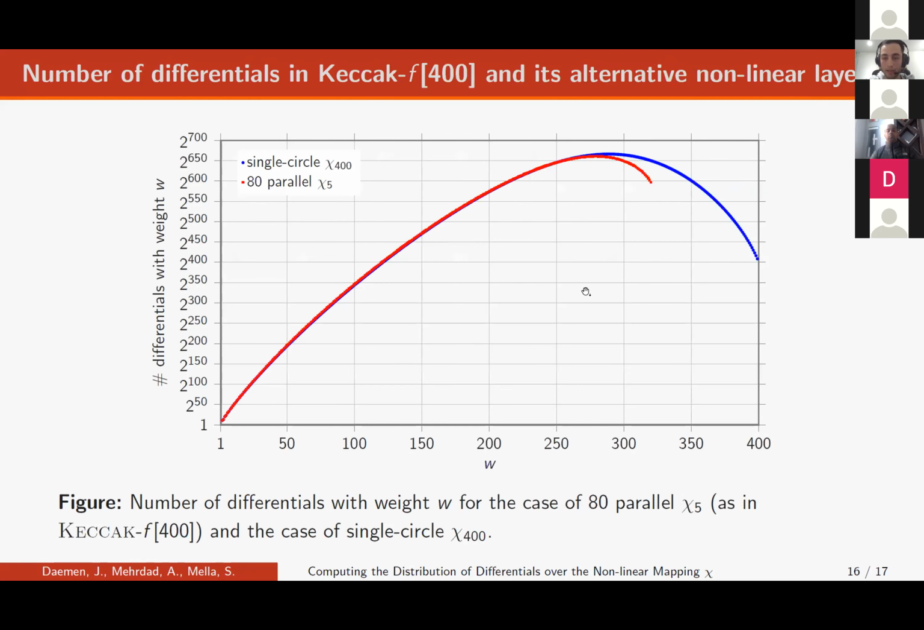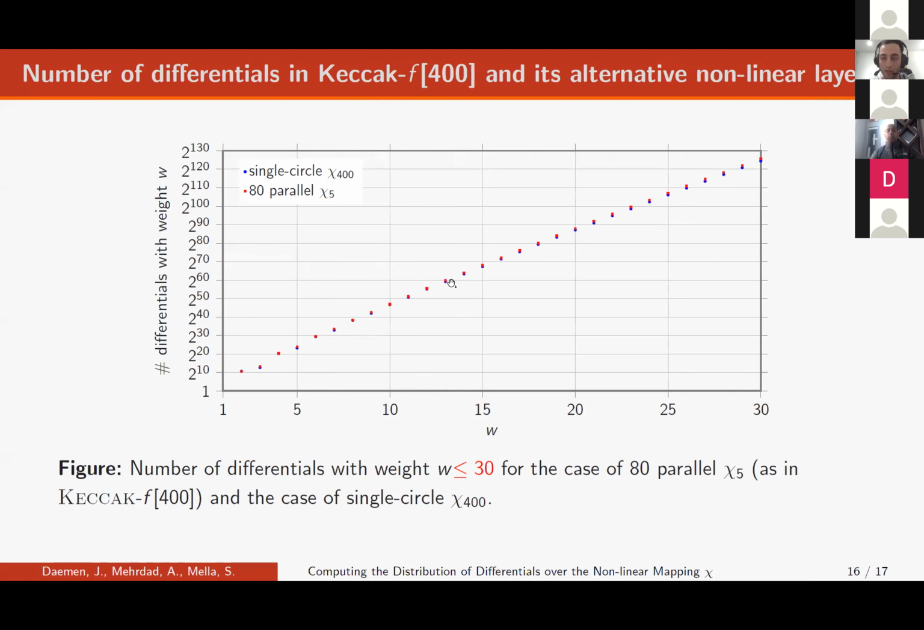We also had this for Cuauhtemoc 400, and we had 80 parallel G5, and you can see that the difference is really negligible. And if we zoom in at this, you can see that the difference is so low.